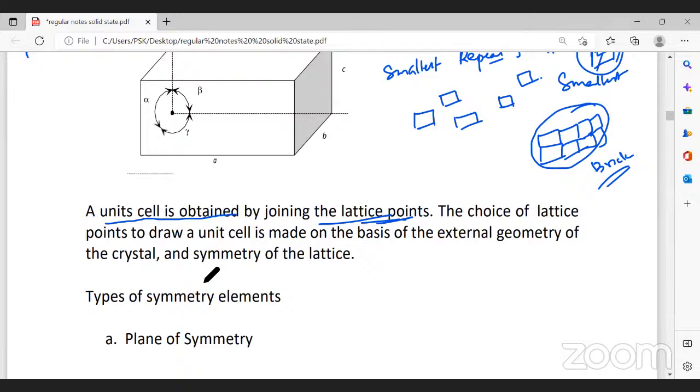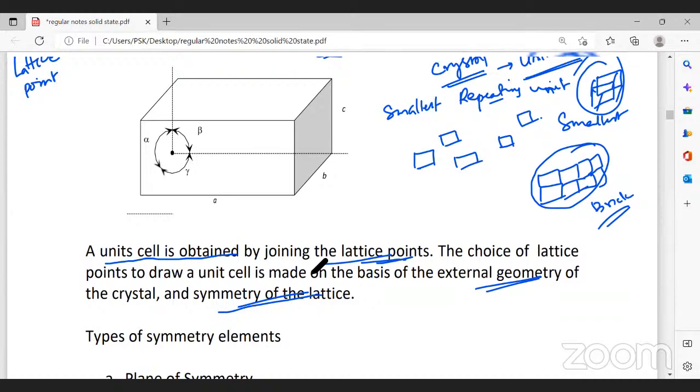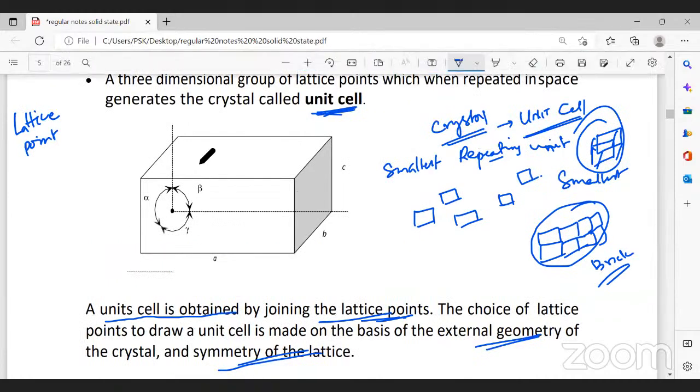The choice of lattice points to draw a unit cell is made on the basis of the external geometry of the crystal and the symmetry of the crystal. External geometry and symmetry of the crystal we are going to learn now in detail. Now observe this. This is the x-axis, and this is x and y and z.